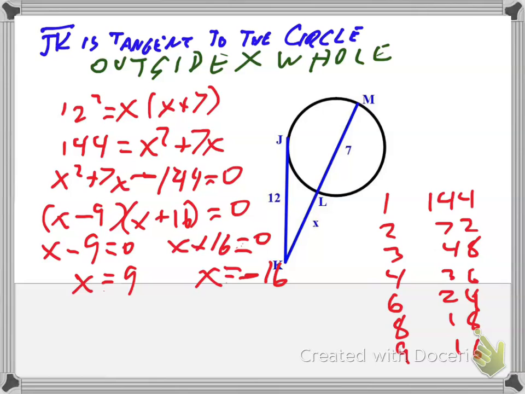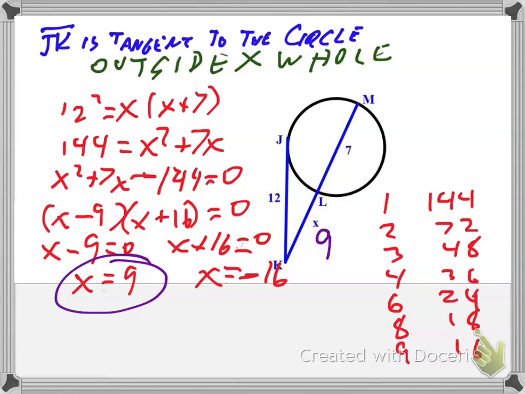Now, both of those numbers work for the math, for the numbers, right? However, in terms of the situation, do both of those numbers work? Well, no, because in the situation, x is length, and length always has to be a positive number. And so my answer is x equals 9. All right, so x equals 9.